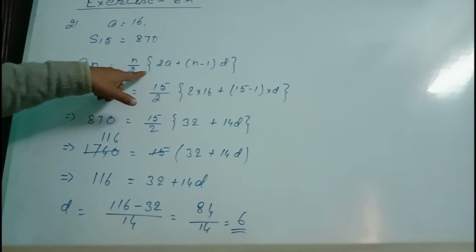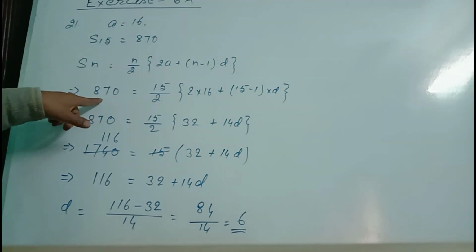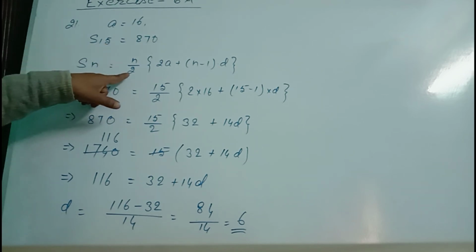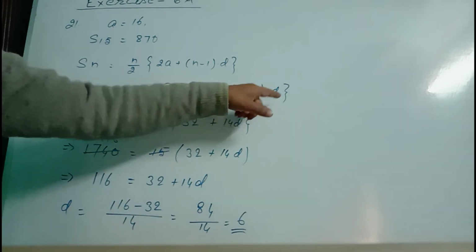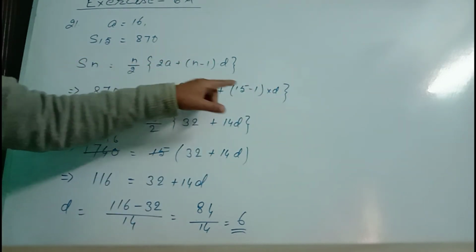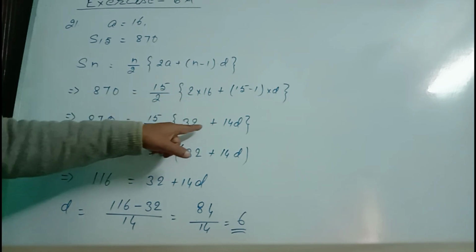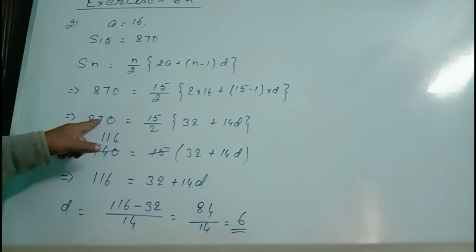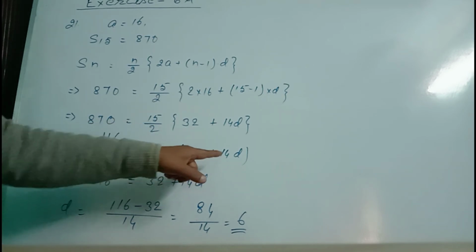Sn equal to n by 2 into 2a plus n minus 1 into d. Sn is 870 and the value of n is 15. So n by 2, 15 by 2, into 2 into 16 plus 15 minus 1 into d. From this equation we will find out the value of d. So I have calculated it, 32 plus 15 minus 1, 14d, and by cross multiplication I got 1740 equal to 15 into 32 plus 14d.